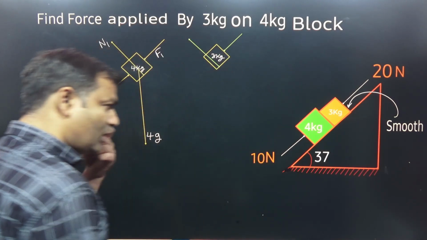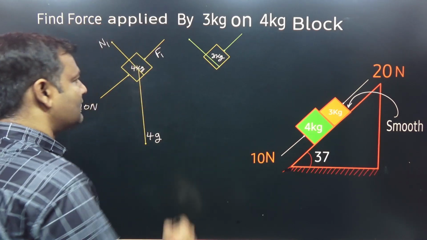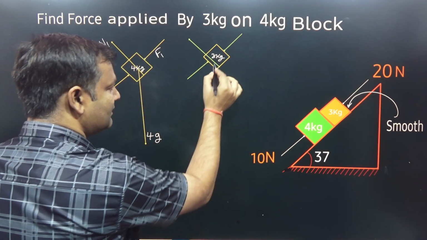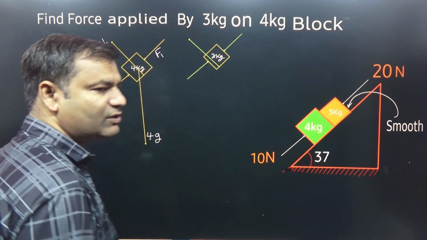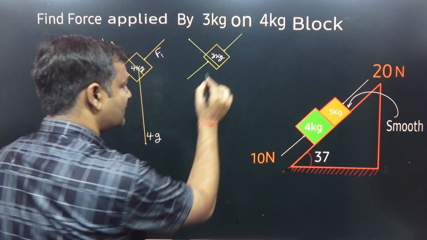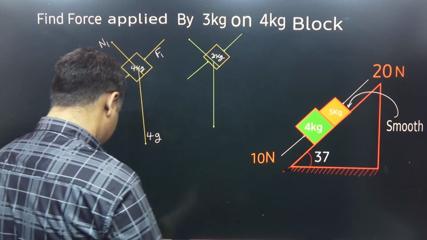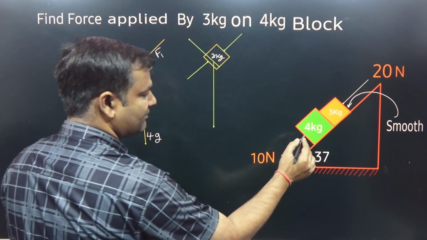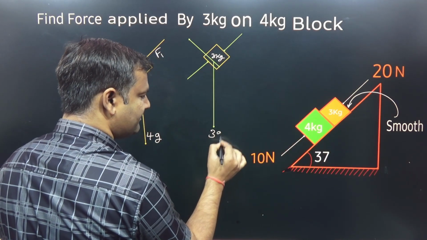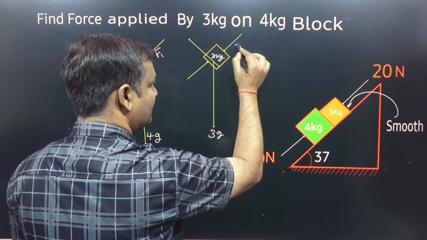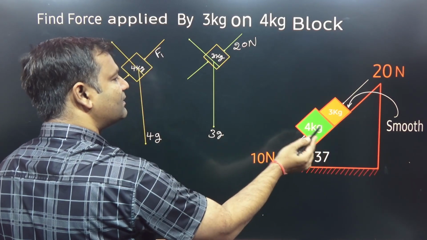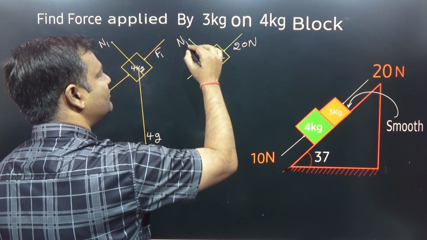After that, the 4 kg block also applies a force on the 3 kg block. Clear? And after that, focus on the indirect contact force, only due to gravity, and gravity always works downward, so it is represented like that. So we are making it one by one. For the 3 kg block, 3 into g downward, and here 20 Newton. The normal force applied by the inclined plane on the 3 kg block is named N2.